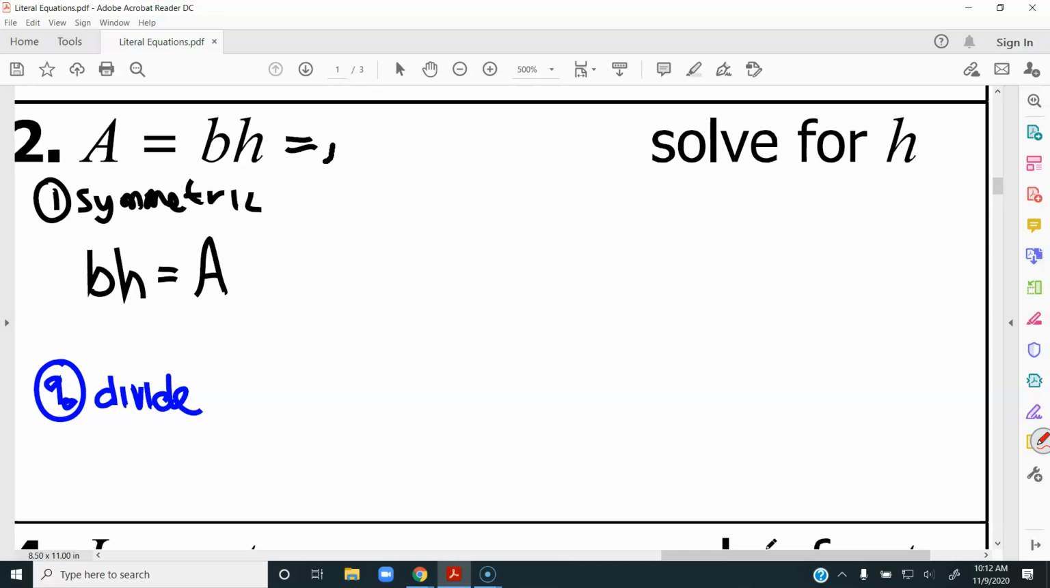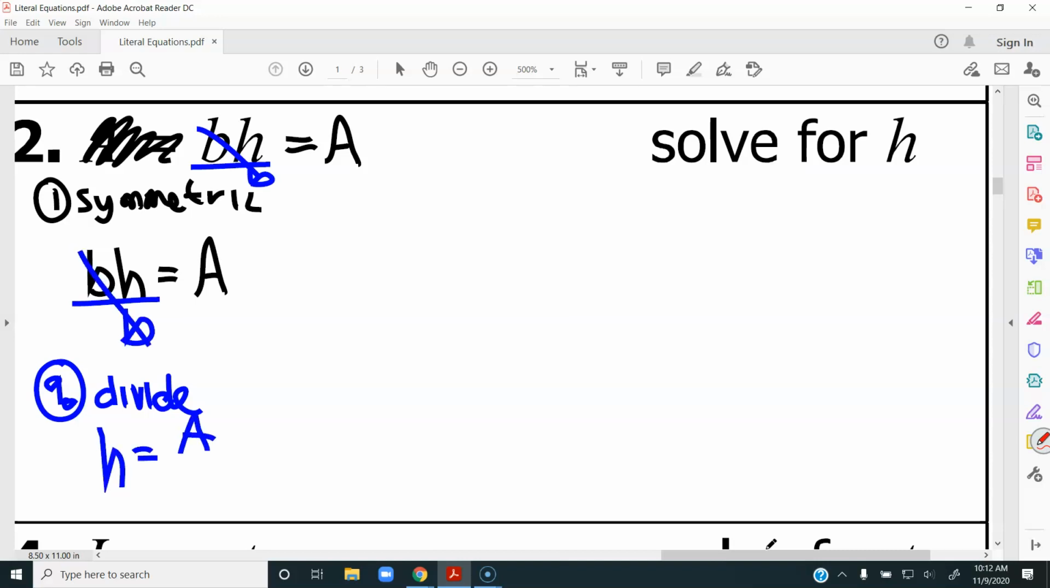What I showed in class today was you just go like this. BH is equal to A. The second step is that we divide. And we divide by the letter we don't want to have in here anymore. In this case, it's B. So we are going to divide by B because I'm solving for H. So it's going to be H is equal to A over B. And that would be your answer. So we've solved it for H.